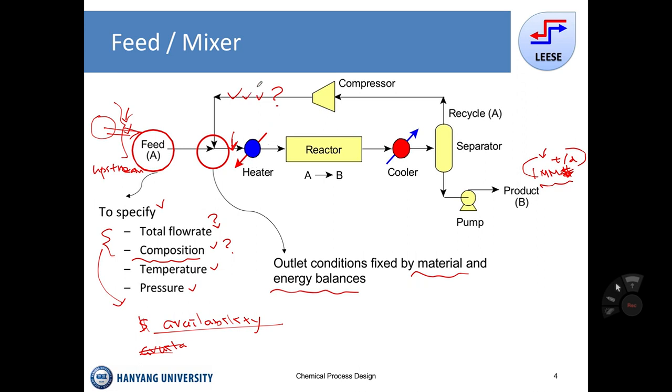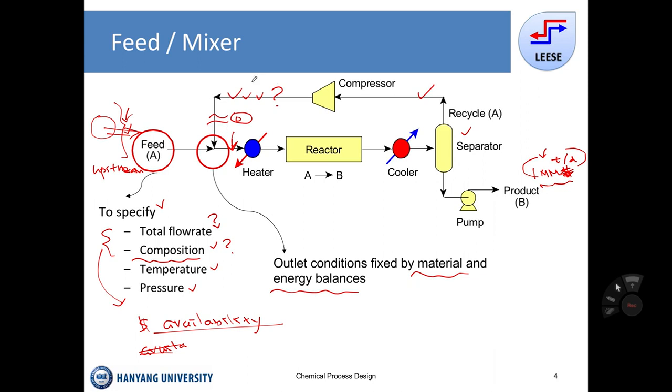We get these numbers for composition, flow rate, temperature, and pressure once we complete all the design for the separator. Otherwise, we cannot have that condition, okay? So in the beginning, we can take this one as 0, then continue the design without taking any flow rate coming from the separator for the time being. Then proceed with the design of the heater, followed by the reactor, followed by the cooler, followed by the separator. Then we can see how much A can be recycled.